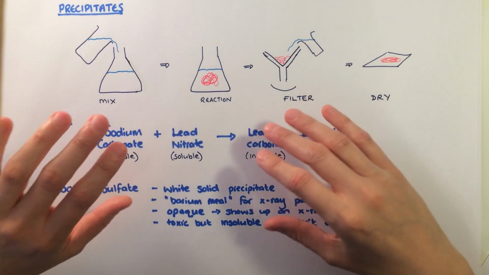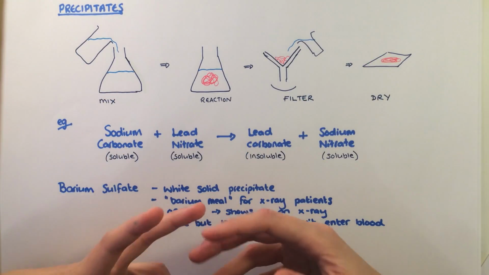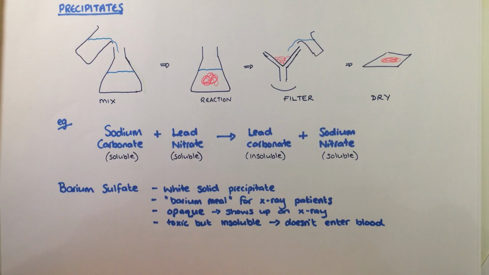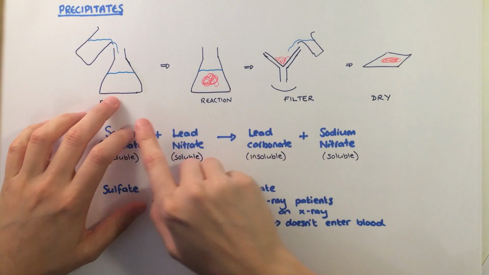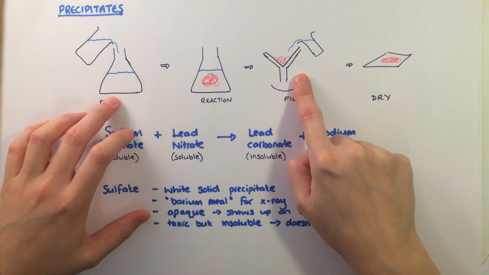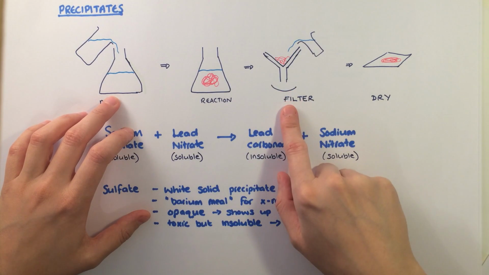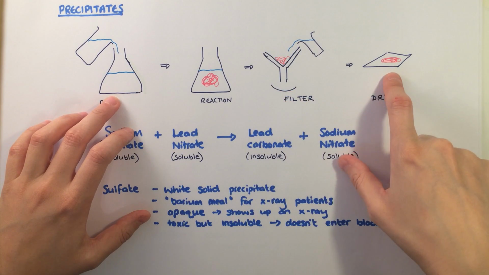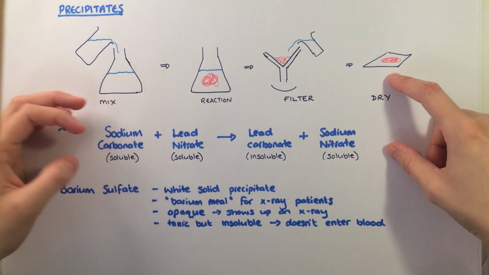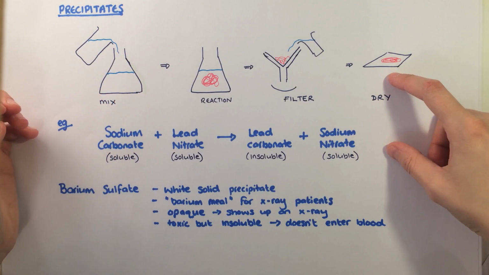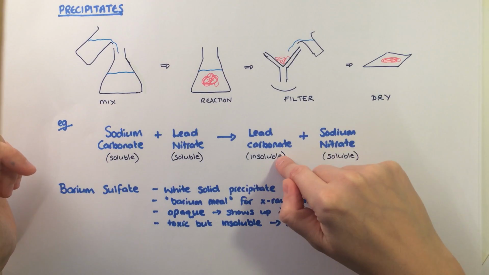A precipitation reaction occurs when two soluble substances react to form an insoluble product, known as precipitate. A pure dry sample of the precipitate can be obtained by filtering the products to remove the solution part, then washing the precipitate with water and drying it either in the oven or between some filter paper.